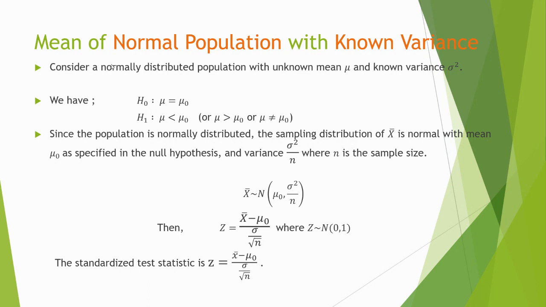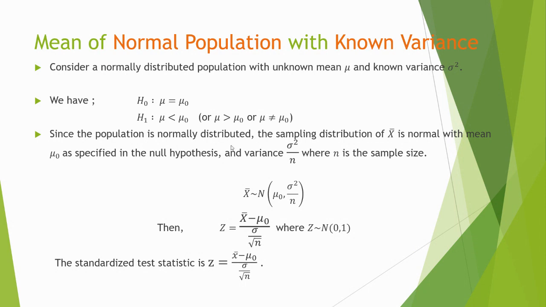Consider a normally distributed population with unknown mean mu and variance sigma square. Now we have H naught: mu equals mu naught. Okay, so take note, our H naught always has an equal sign, but our H1 can be less than, greater than, or not equal. Okay, so if less than, meaning that we will consider a one tail test on the left side. If greater than, a one tail test on the right side. Okay, if not equal, then you have to consider both sides, left and right.